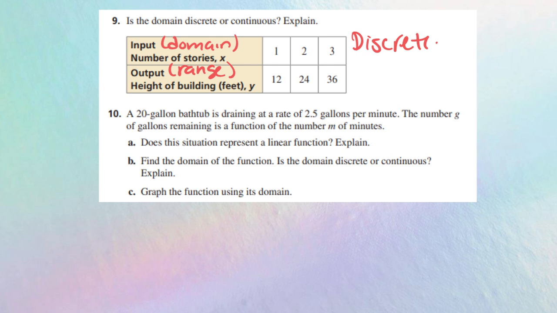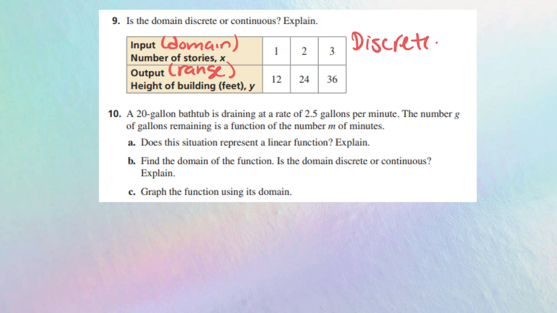How many gallons did the bathtub have? 20 gallons, right? And it's decreasing. Draining means decreasing, right? It's going down by 2.5 gallons per minute. At 1 minute, 2.5 gallons. In 2 minutes, 5 gallons have been drained. In 3 minutes, 7.5 gallons have been drained, correct? So, does this represent a linear function?